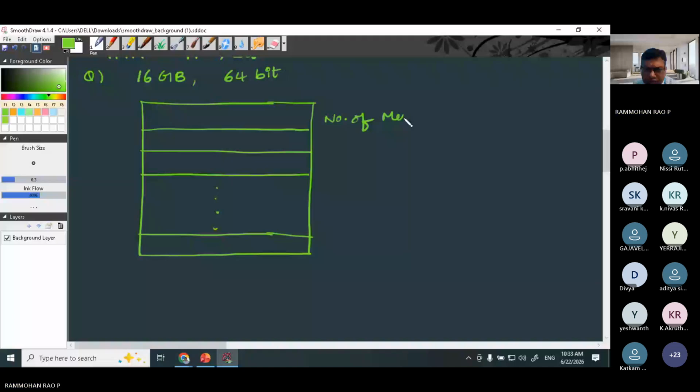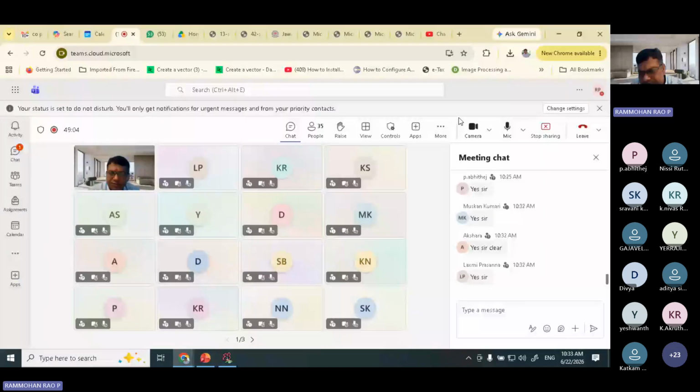In this question, what is the size of each piece? The size of a memory location, the size of each memory word, is decided based on your CPU capability. Yes, you are all correct. 64-bit. So I'll be dividing my 16 GB RAM into pieces of size 64-bit each. So let us do the division now.